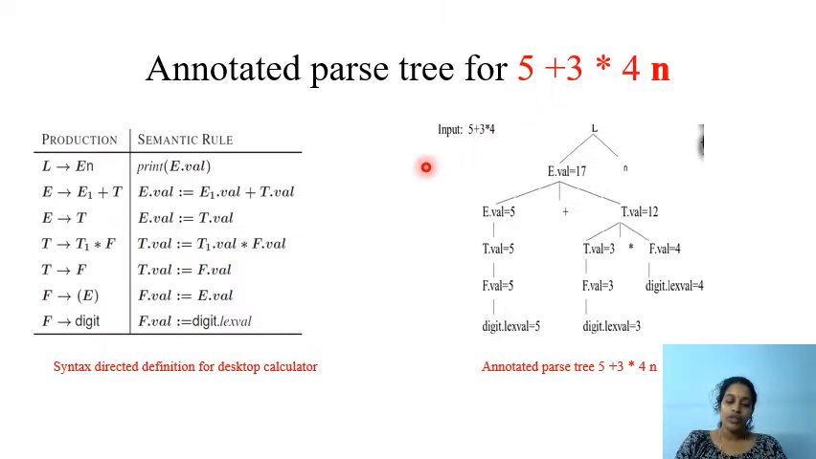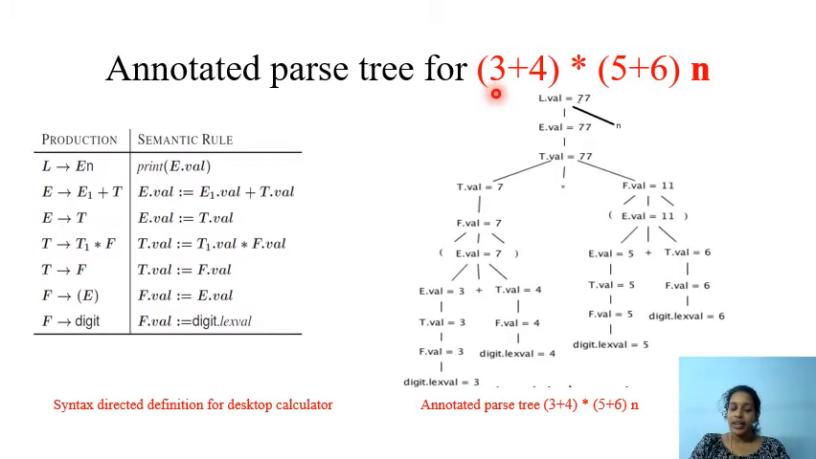What we have to do first is construct the parse tree. Then we have to traverse it. When it comes here, we get the value of digit, and when it comes here, we get the value of F. Like this, we traverse the parse tree and we get the value 17.